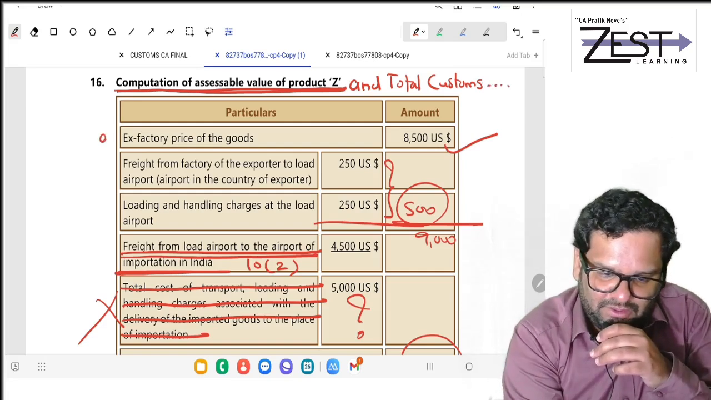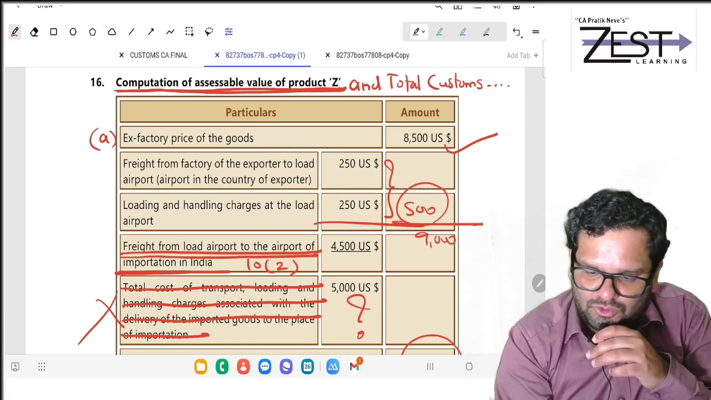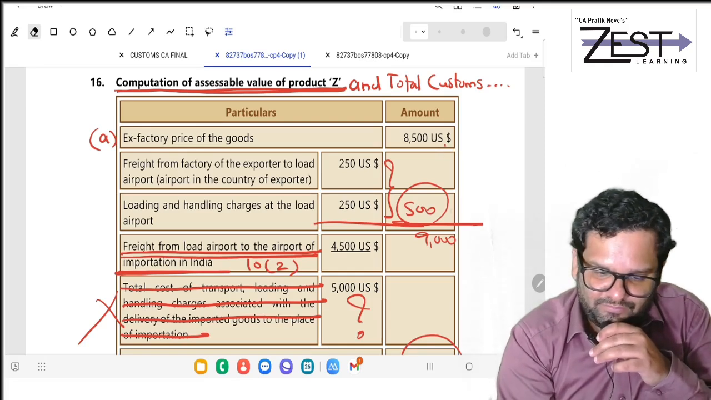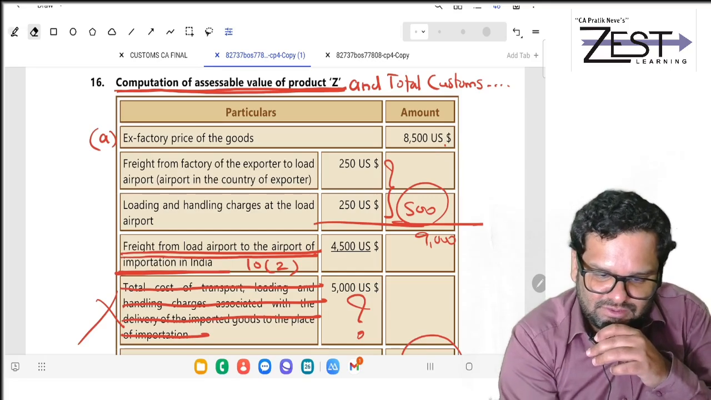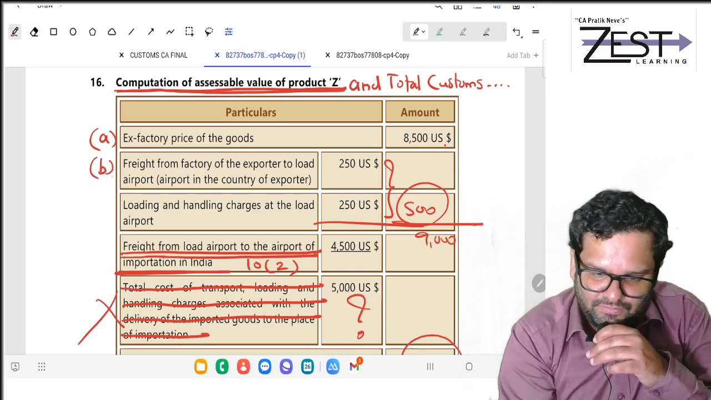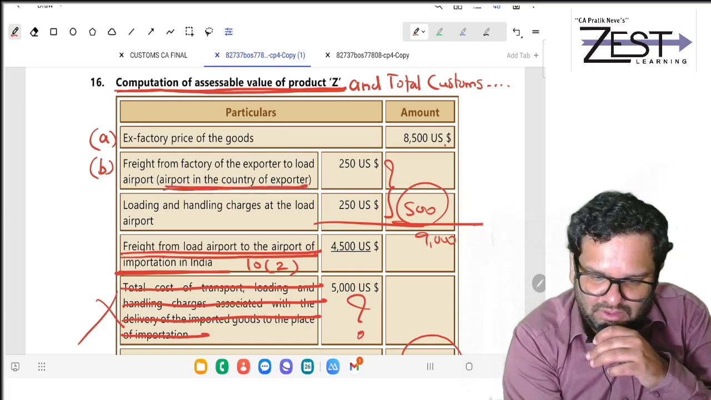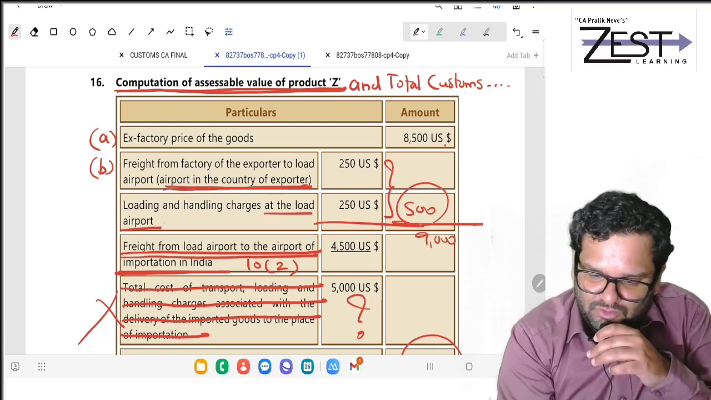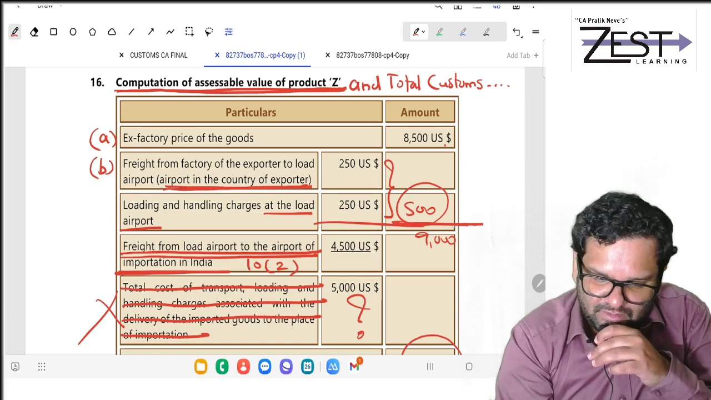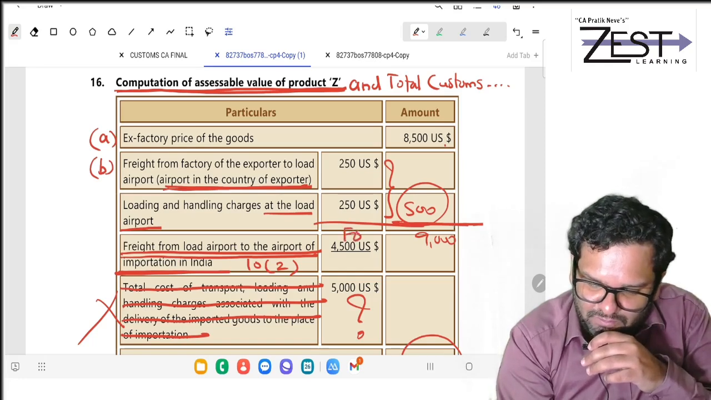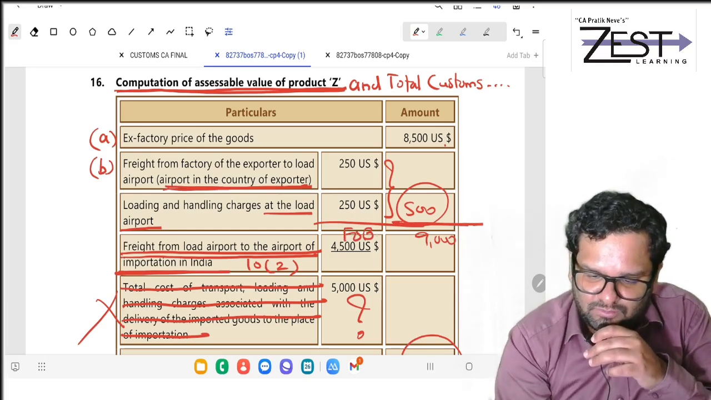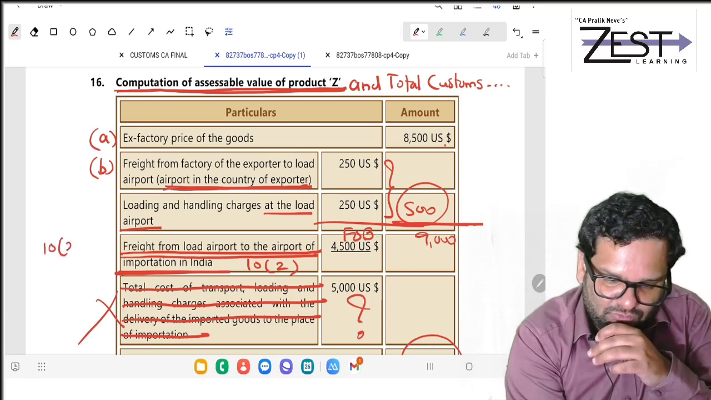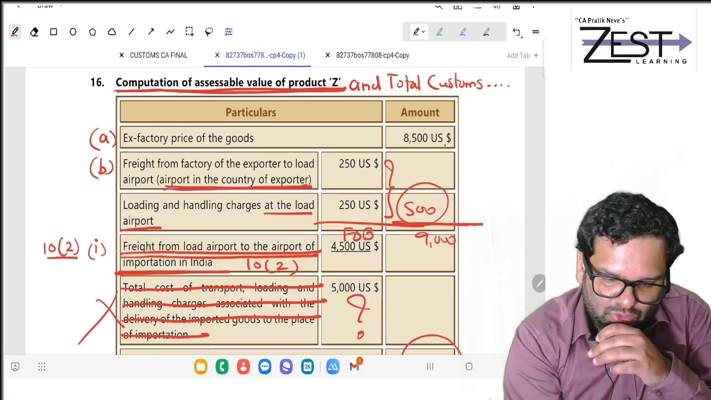Okay. A point, X factory price of goods 8,500. Then you add this B point, airport in the country of exporter at the load airport. So you take this 500. Then you get this FOB, you get as this point 9,000. Then you do adjustment of 10(2). In 10(2), first point freight.